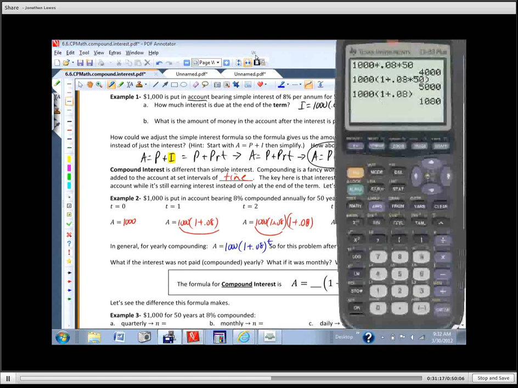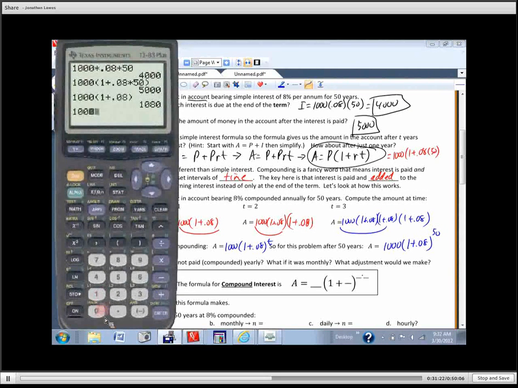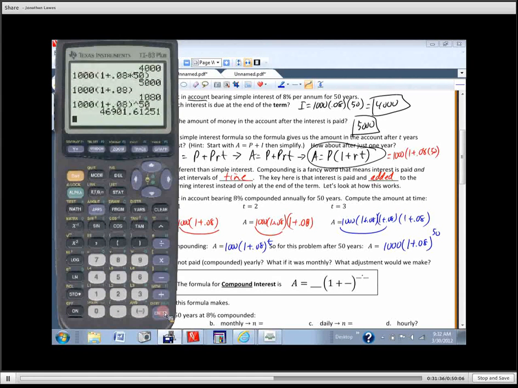You know what's coming, right? It's going to be like you got this all figured out. $6,000. Okay, so 1 plus 0.08, and we're going to raise that to the 50th, right? That comes to $46,901. So how much did we have before? The total was $5,000.